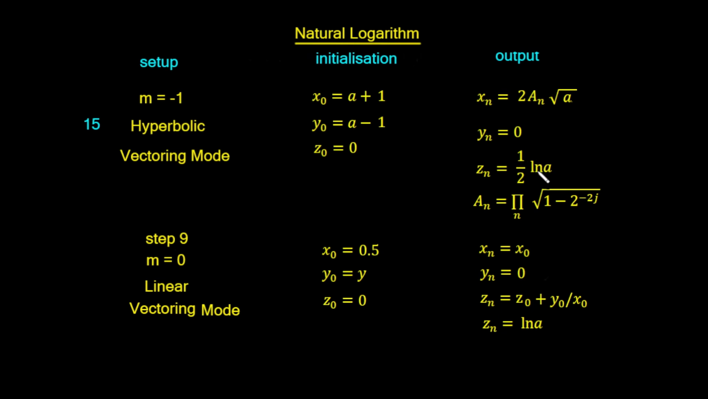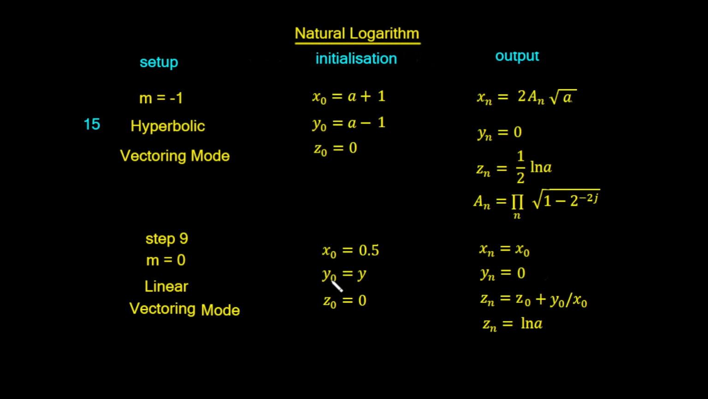But we can get rid of that value of a half by using step 9. So we can divide this throughout by a half. So we'll have a half divided by a half, which is a value of 1. So step 9 is the division. We say m is equal to 0, it's in linear and in vectoring mode. We say x0 is equal to 0.5.